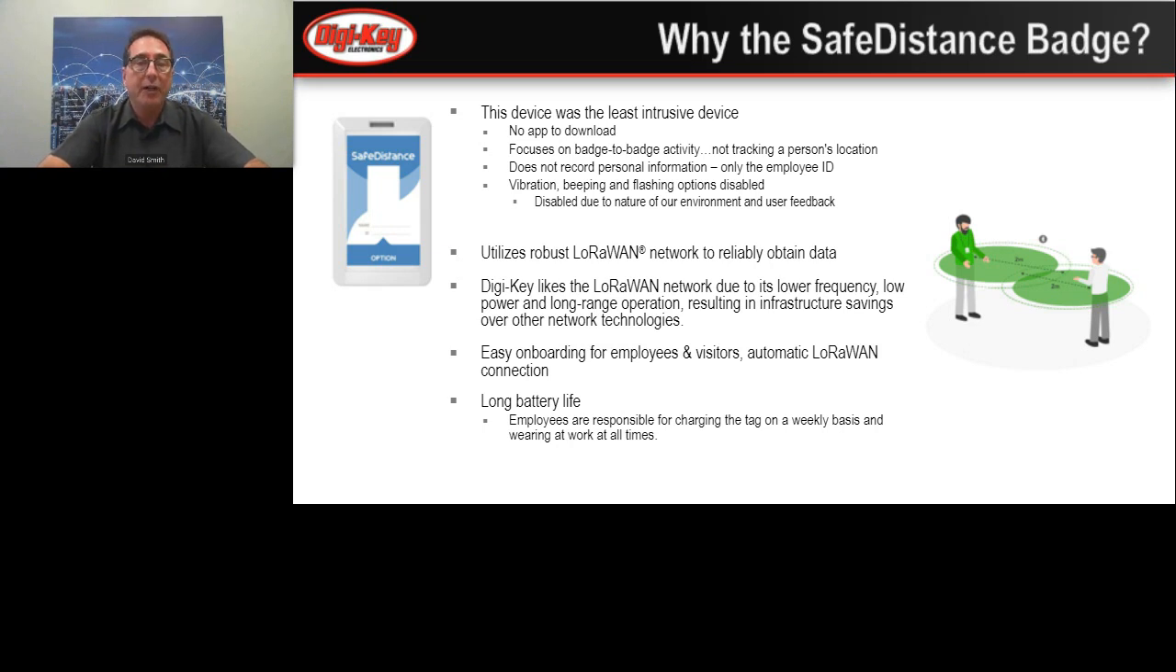It doesn't record any personal information. It doesn't actually track your position at all. It simply tracks interactions between badges, so that you have 100% privacy protection for your workforce. In addition, when two badges would get close together, they do a thing called alerting, where they can beep, they can vibrate, they can flash a light. That would tell the wearer of the badge that they are in too close proximity to another badge wearer. That DigiKey decided to disable.